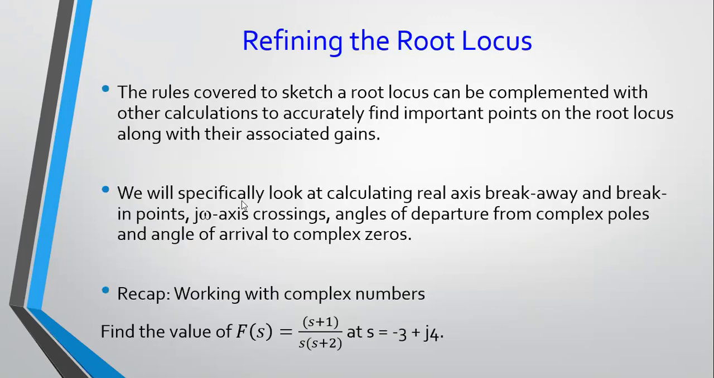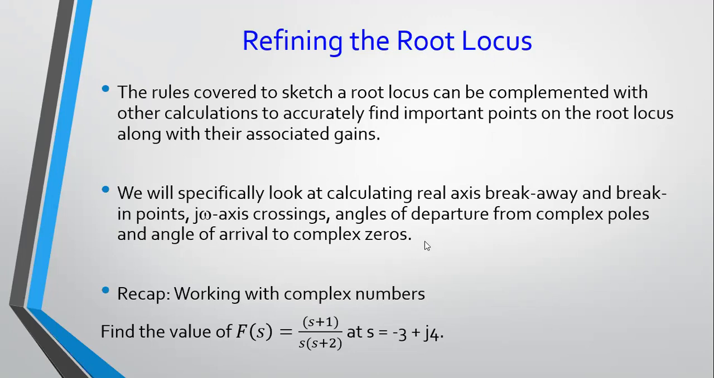And another refinement we're doing is the imaginary axis crossing. So if your root locus is moving into the right half plane, at what point does it do that. And another important topic for us is angles of departure from complex poles and arrival at complex zeros. So we're going to discuss that in more detail as we come to this topic.